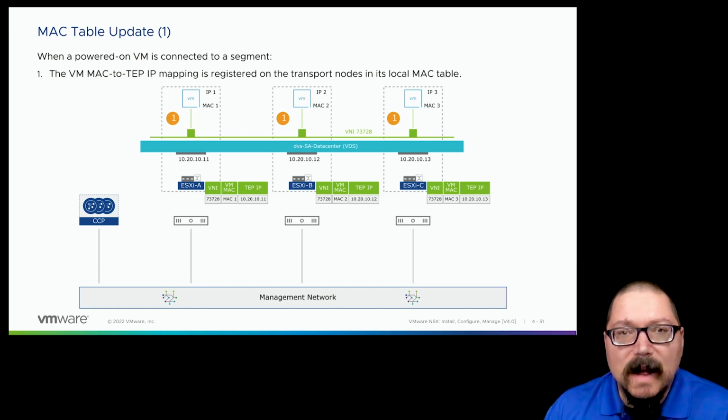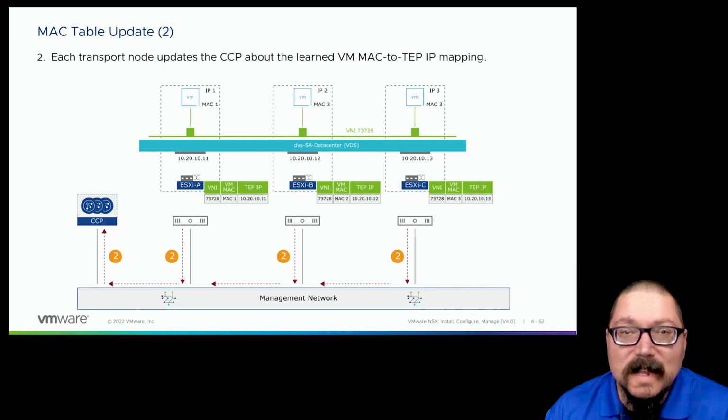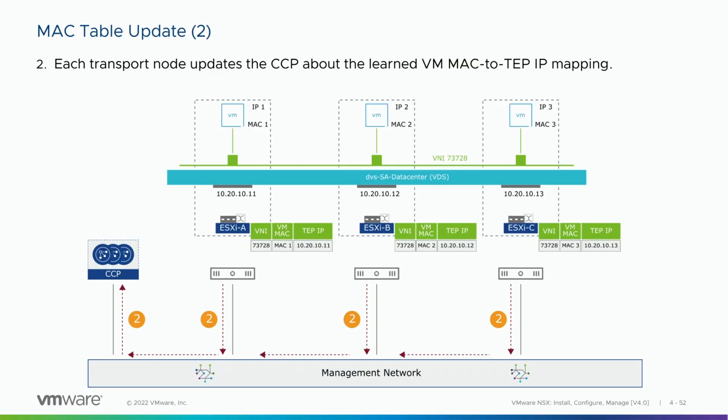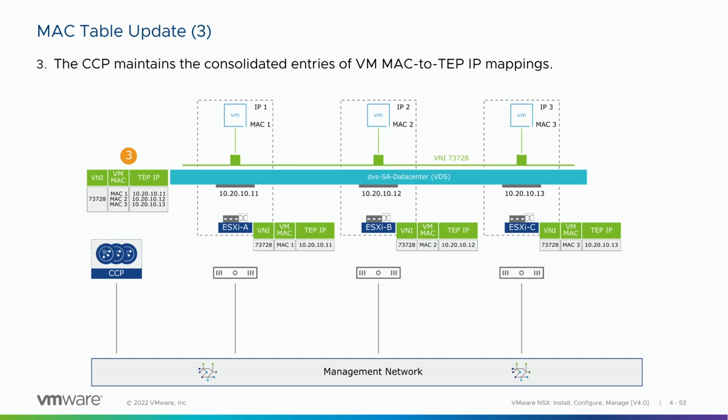Again, as we're powering these virtual machines on, the MAC address table is pretty slim. There's not much in it because we've only got the local entry. Well, what are we going to do to fix that? We're going to do the same thing we did with the tunnel endpoint table. We're going to send a MAC address table update to the central control plane. So the central control plane, just like with the TEP table, is going to curate all of that information.